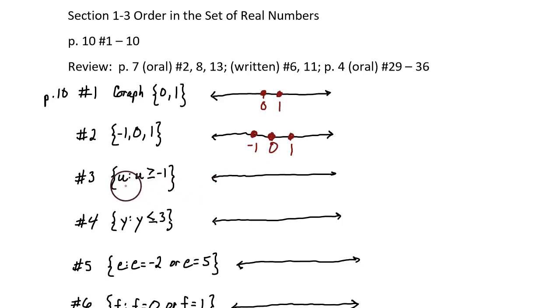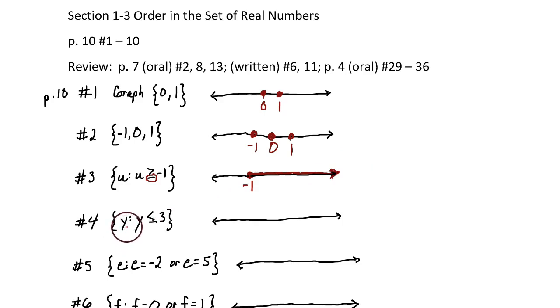Number 3, graph set u such that u is any number greater than or equal to -1. The fastest way to graph is to mark where -1 is. Then put a closed dot on that because of the or equal to symbol. Then shade all numbers that are greater than -1. So you shade to the right. And color the arrowhead in when you get there to show that it continues forever.